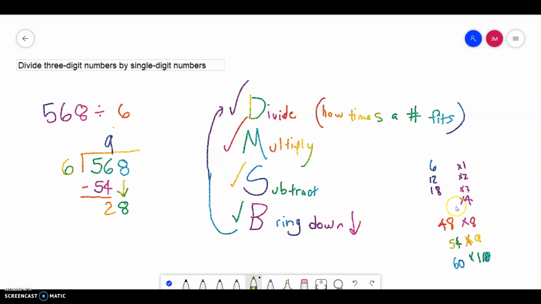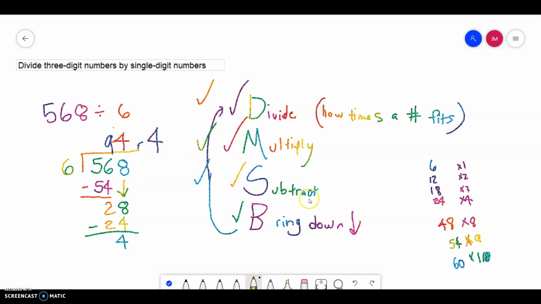Times 4 equals 24. And if we did times 5, that would be 30, but that would be too big. So times 4 is our number. 6 times 4, we just divided. 6 times 4 is 24. We just multiplied. Subtract. 28 minus 24 equals 4. Okay. And we just subtracted. Is there anything to bring down? No. So we call this our remainder. We have a remainder of 4.